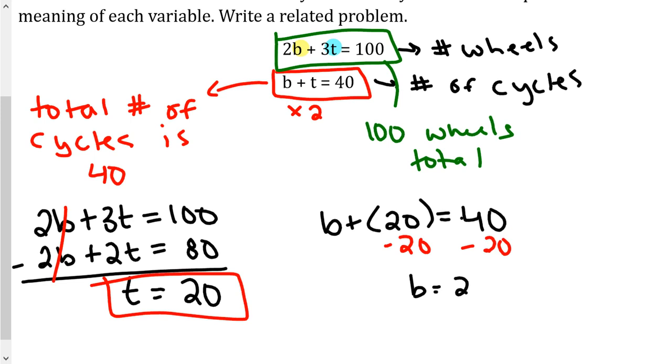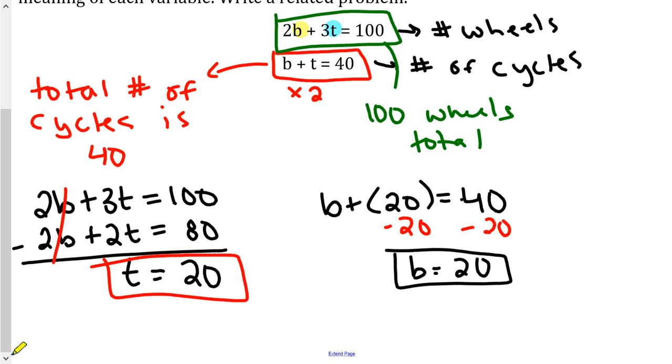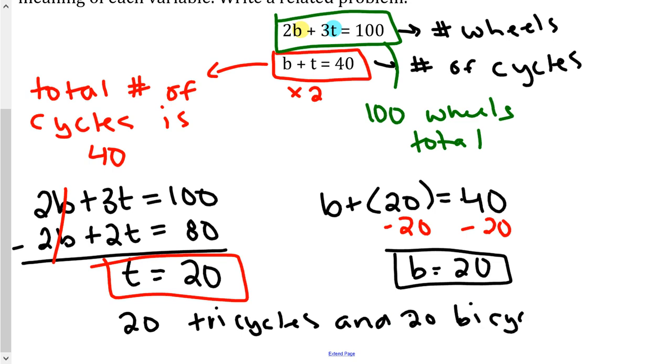At this event, we have 20 tricycles and 20 bicycles, and it totals up to 100 wheels. If all of the tricycles have 3 wheels, that's 60 wheels coming from the trikes. All the bicycles have 2, that's 40 wheels coming from the bikes. That gives us that 100.